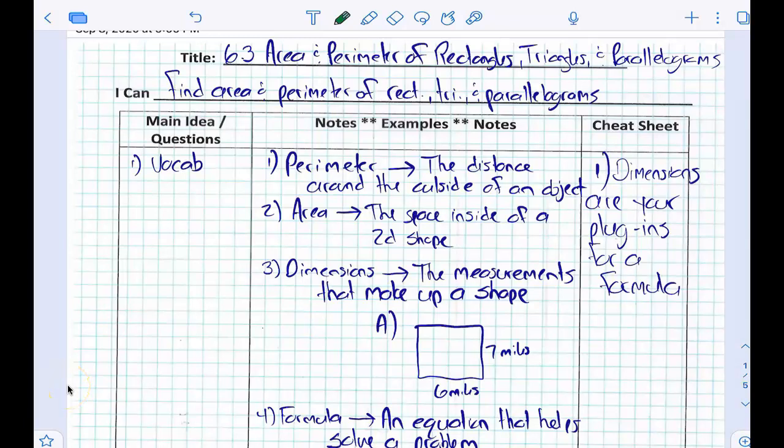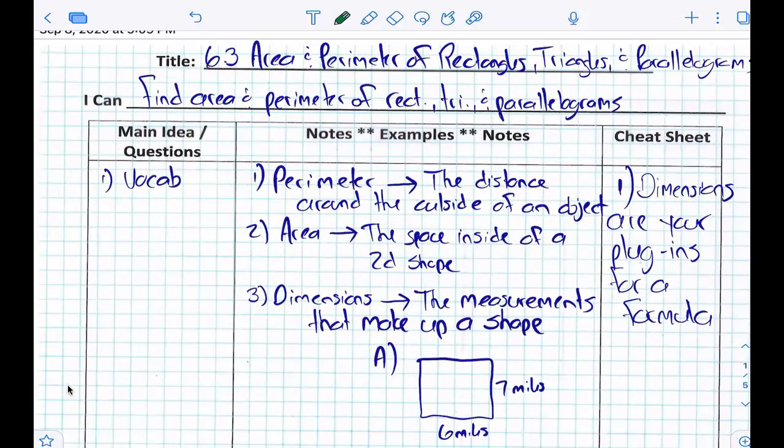Good morning. All right, today we're working on 6.3, area and perimeter of rectangles, triangles, and parallelograms. Can you find the area and perimeter of rectangles, triangles, and parallelograms? Yeah. All right, here we go. You guys ready? We're going to try to make this in about 3 minutes.